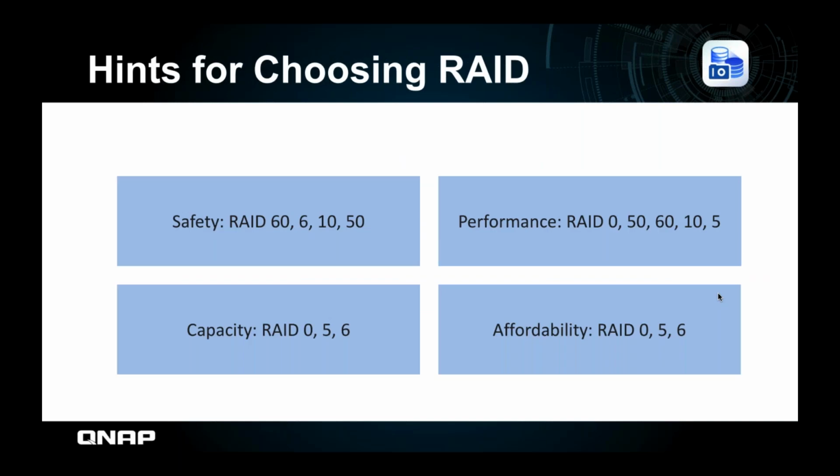So just for some hints for choosing your RAID configuration, you might want to think about safety, performance, capacity, and affordability. So some of our safest RAIDs would be like RAID 60, RAID 6, RAID 10, or even RAID 50 is fairly safe. For performance, RAID 0, RAID 50, 60, 10, or 5 would all have really quite good performance. For capacity, RAID 0, 5, or 6 would offer you very high capacity. And really, affordability and capacity would be the same numbers. Basically, whatever gives you the highest capacity from your drives will be the cheapest per terabyte for storage. So affordability and capacity are the same RAID configurations.